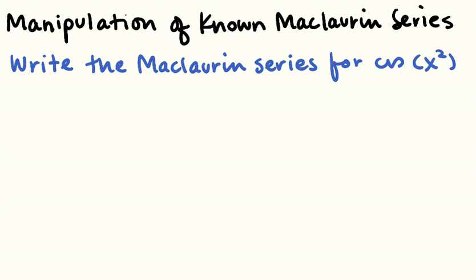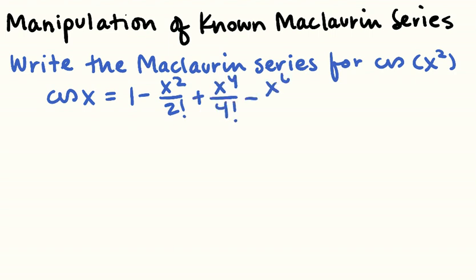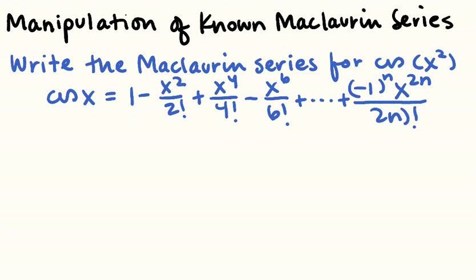Well, we know that cosine of x is equal to 1 minus x squared over 2 factorial plus x to the 4 over 4 factorial minus x to the 6 over 6 factorial, and so on. I'll write the general term, -1 to the n, because we're starting at 0, times x to the 2n divided by 2n factorial.